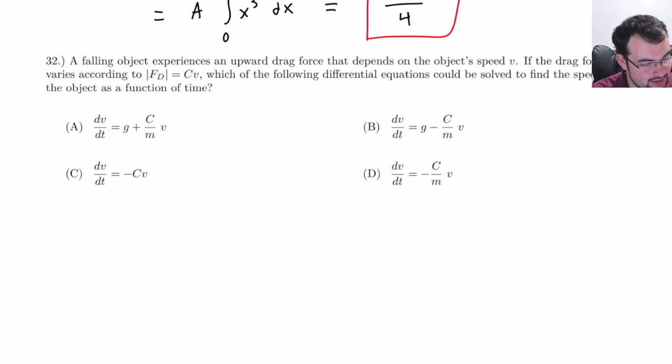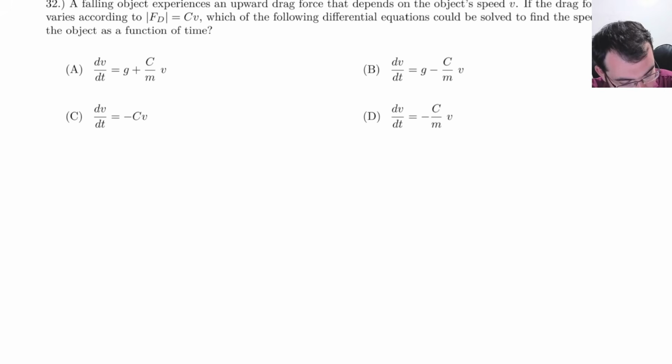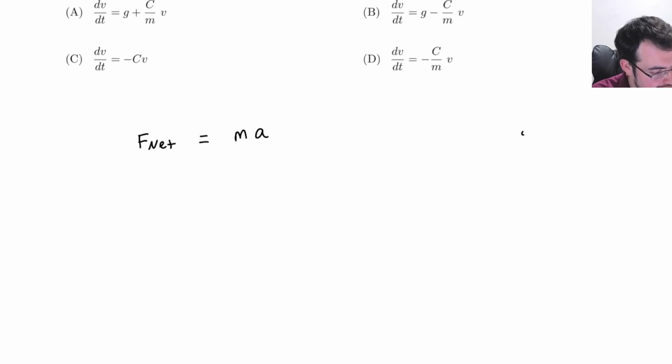All right, a falling object experiences an upwards drag force that's linearly related to its velocity, and we want to write a diffeq to get the speed of the object. Well, if we have a diffeq with forces, we want to use the fact that F net is equal to mass times acceleration. So what is the net force on our object? Well, we know we're falling, so we're going to have this gravitational force mg, but also opposing the falling would be a drag force, Fd, which we said is equal to Cv.